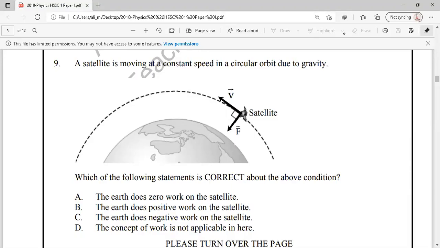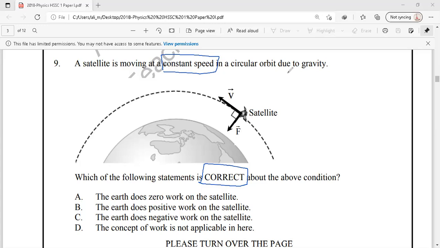Then let's come to our question number 9. A satellite is moving at a constant speed in a circular orbit due to gravity. Which of the following statements is correct about the above condition? So here we have a satellite on which a centripetal force is acting towards the center of the circle, and we have to identify which condition for this type of motion is correct.